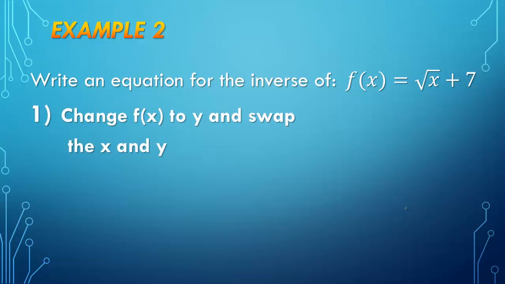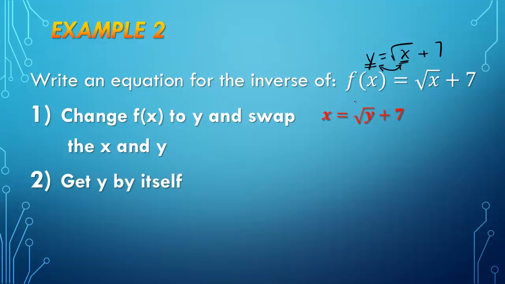Again, change f of x to y and swap the x and the y, which is going to give you x equals the square root of y plus 7. So we basically changed this to this, and then we took the x and the y and we swapped places. So you get x equals the square root of y plus 7. Okay, again, you have to get y by itself. So just like before, subtract 7 from both sides. These are going to cancel out then, giving you x minus 7 equals the square root of y.